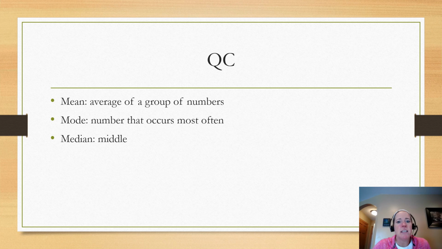Know the definition of these and how to calculate them. The mean is the average. So if I say find the average of these numbers, add them all together and divide by the number of numbers that you have. Know that the mode occurs most often and that the median is the middle.